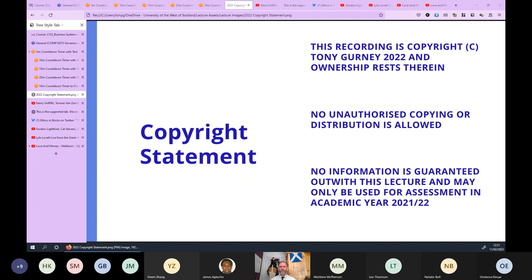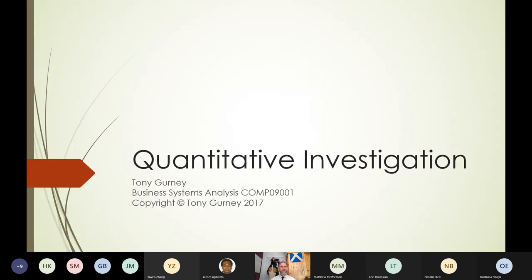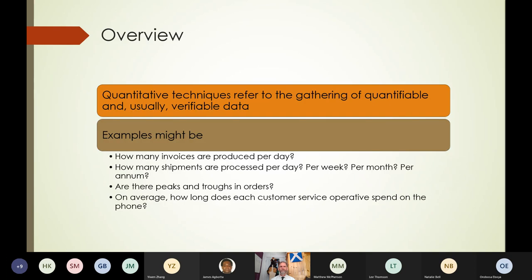So this is the other side of the coin. We've spoken about qualitative investigations, where you're talking to people and getting their opinion. I want to talk about quantitative investigations. So here, what you're doing is getting quantifiable data. Actual, verifiable, this number is correct type data. How many invoices, how many shipments? What's the time period that's on? Things that you can say, yeah, this is a number, and we know whether it's getting better or worse or going up or going down or whatever.